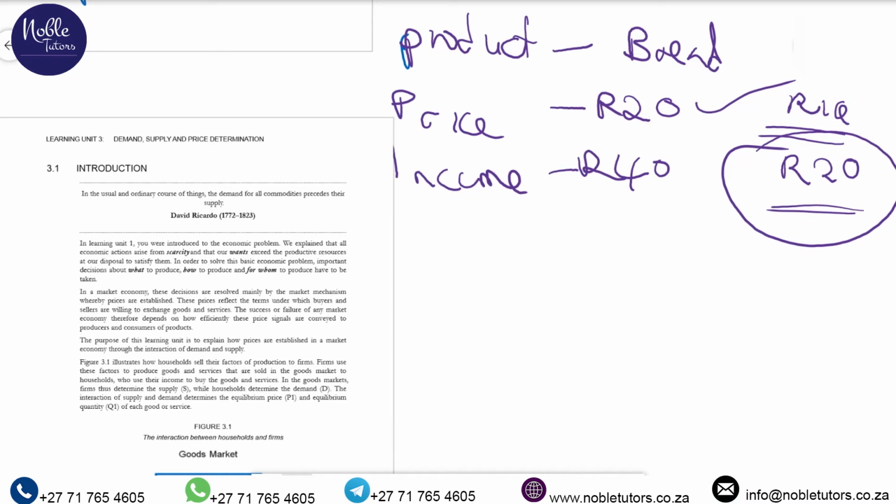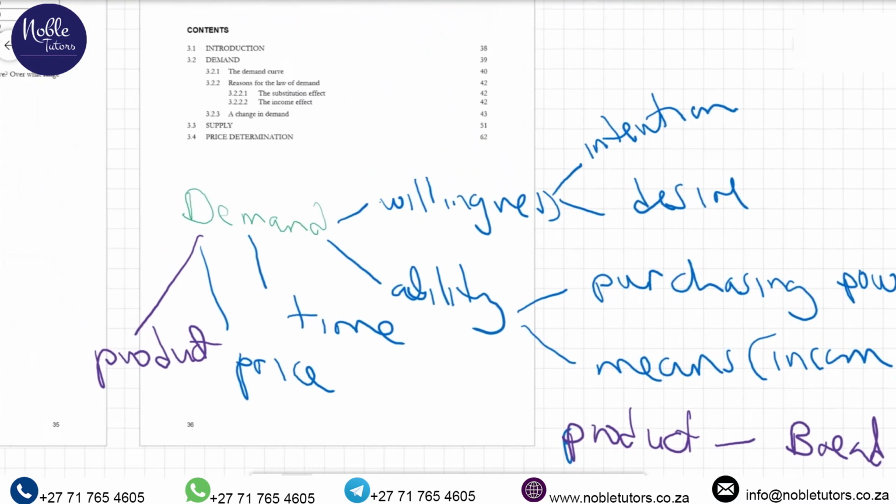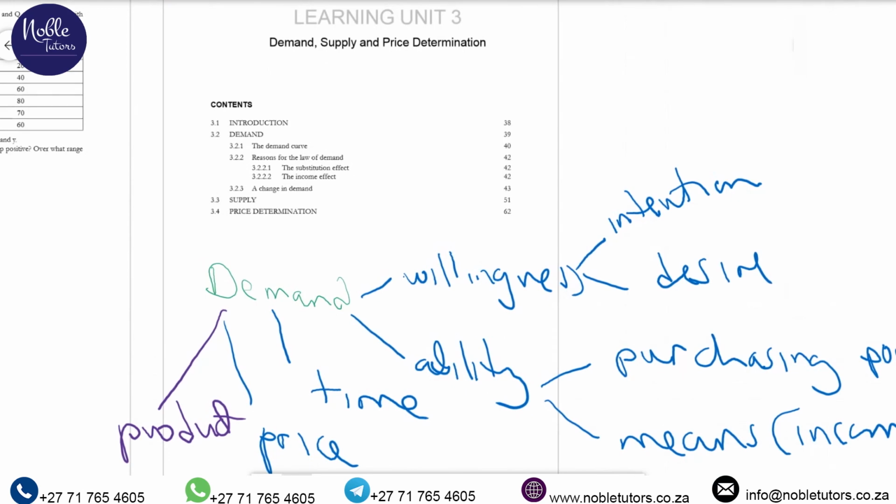That's expenditure switching, substituting rice for bread. This is the substitution effect. That's how it works. Another effect which plays a crucial role in deciding what to demand is the income effect.